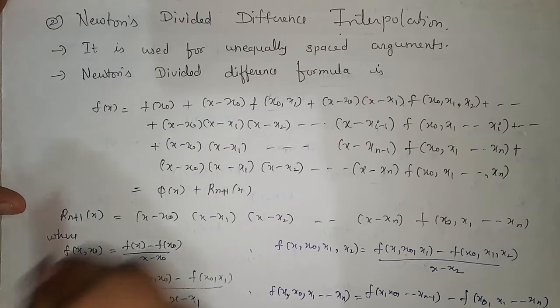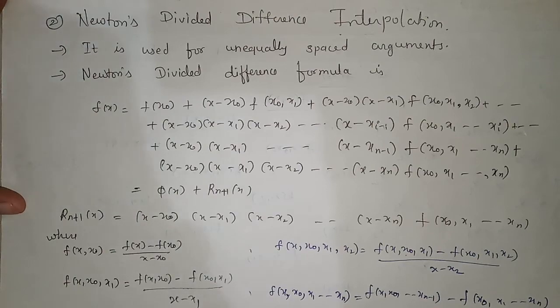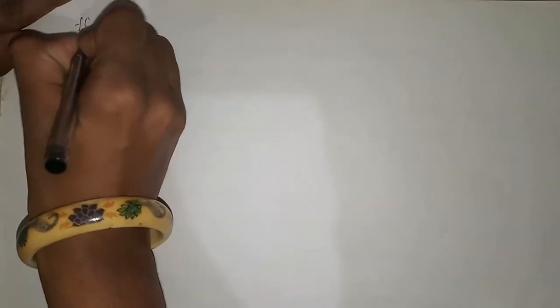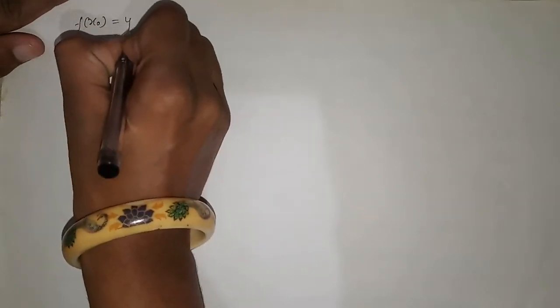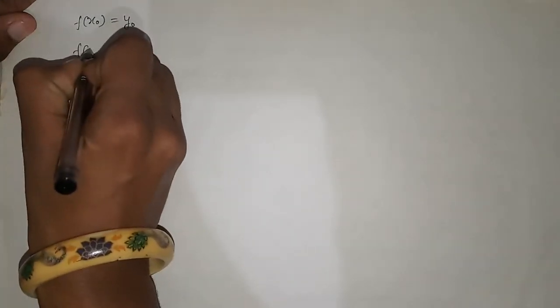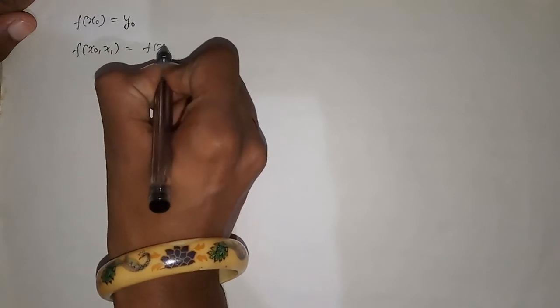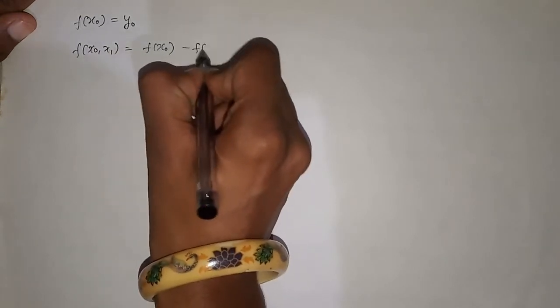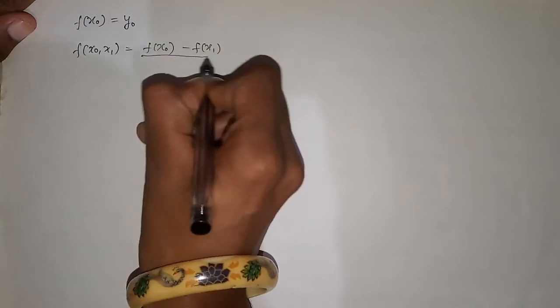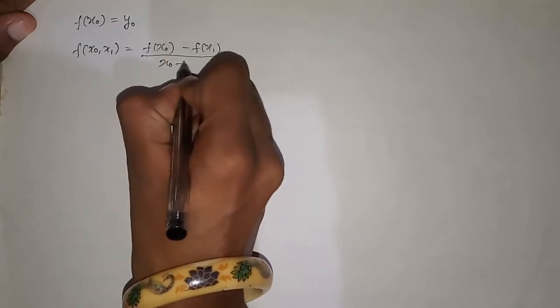Now we know what is x0, and we know what is our f of x0. F of x0 is nothing but the entry for x0. So this we know already. Now what is f of x0, x1? Newton gave a formula for this, and this is nothing but the subtraction of f(x0) and f(x1), and we are dividing this by x0 minus x1.